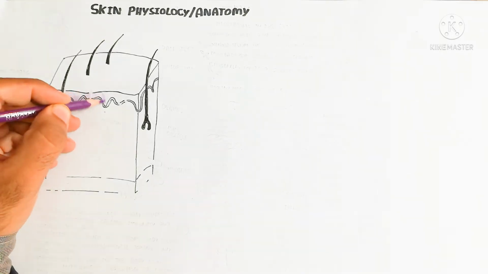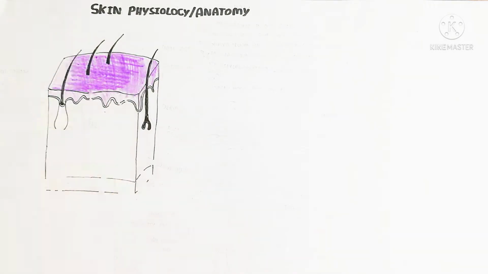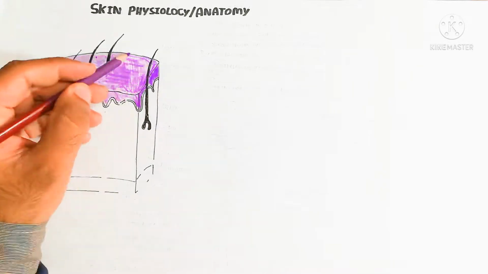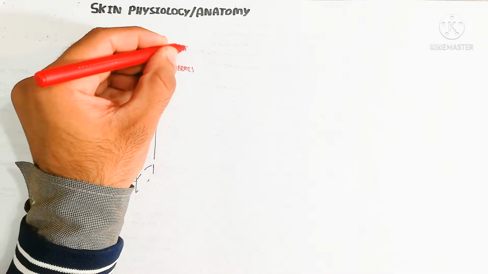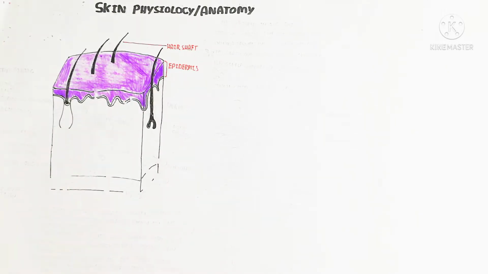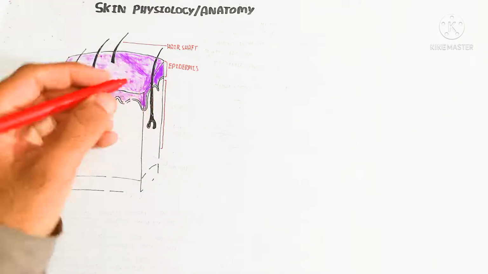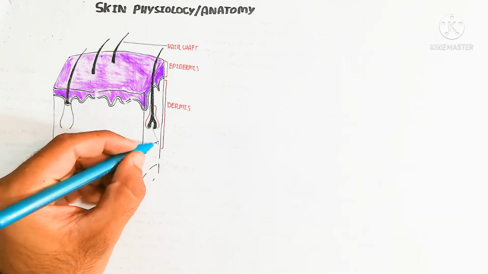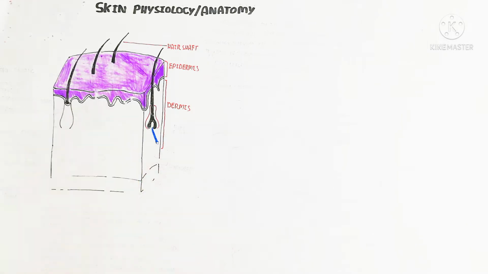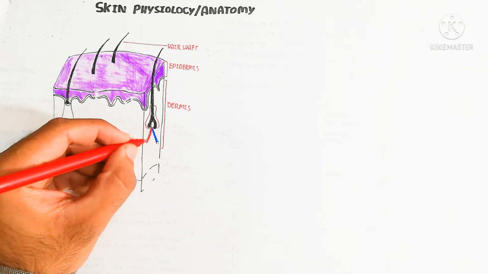Here is the cross section of the skin. The upper part is known as the epidermis, which contains the stratum corneum, which is made of dead keratinized cells. The purple color shows the epidermis, while the dermis is here.